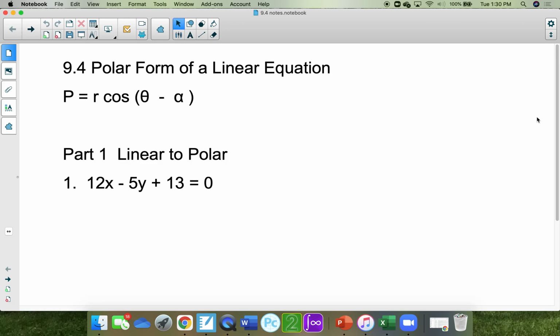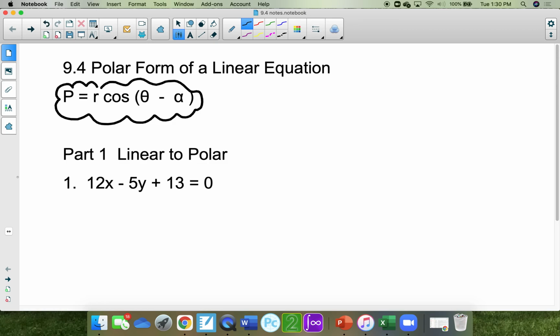Okay, 9.4 is called the polar form of a linear equation. And this is the polar form. So we're going to learn how to go from polar form to linear and linear back to polar. So there's two parts.